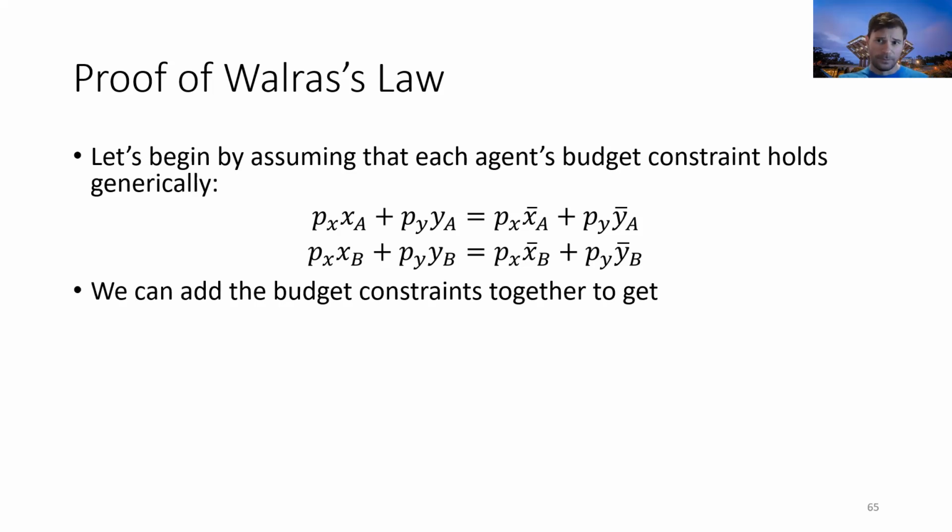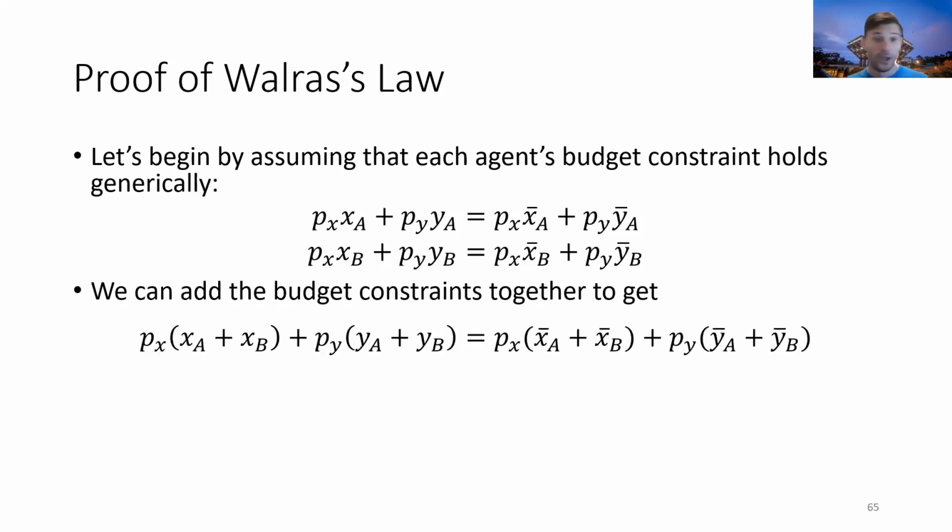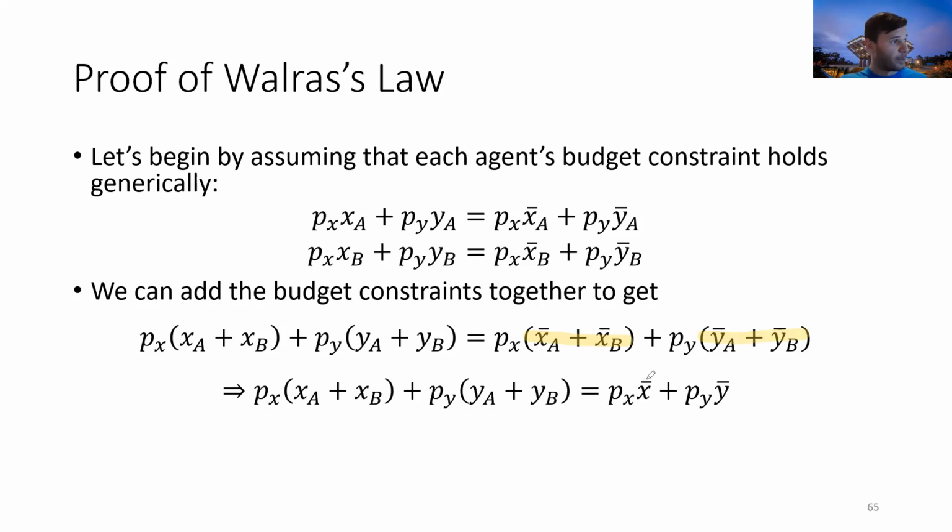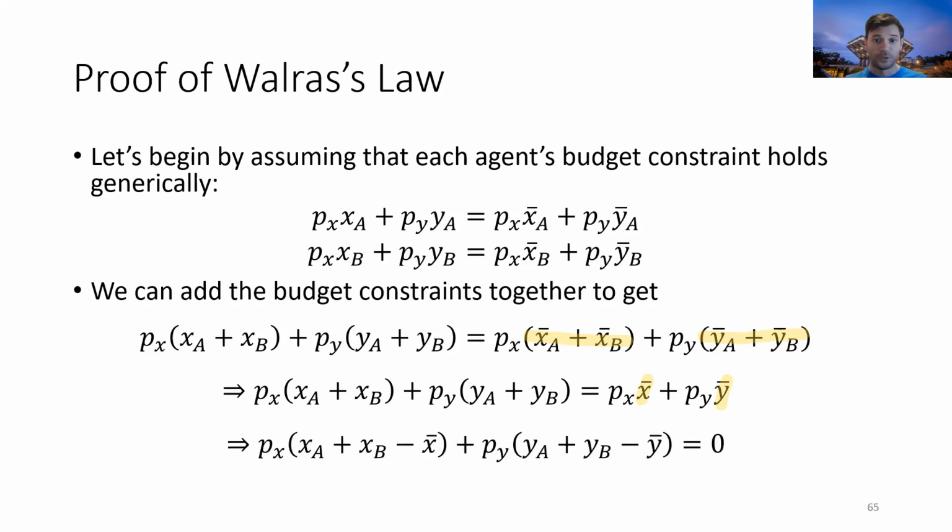Just add them up vertically. So the right-hand side would be the total value of the endowments across the individuals. The left-hand side would be the total expenditure of the individuals. And then we should also recognize on the right-hand side, XA bar plus XB bar, that's the total endowment of X, just like YA bar plus YB bar is the total endowment of Y. And then what I'm going to do is subtract everything to the left and factor out all the terms that involve a price being multiplied by them.